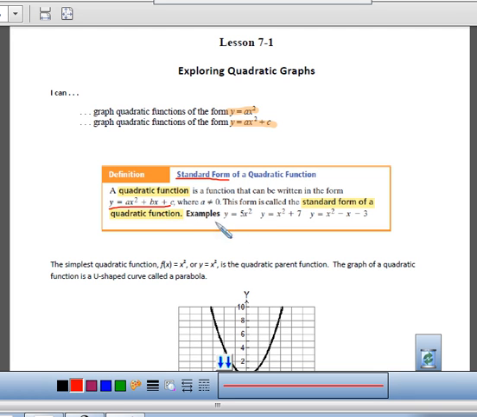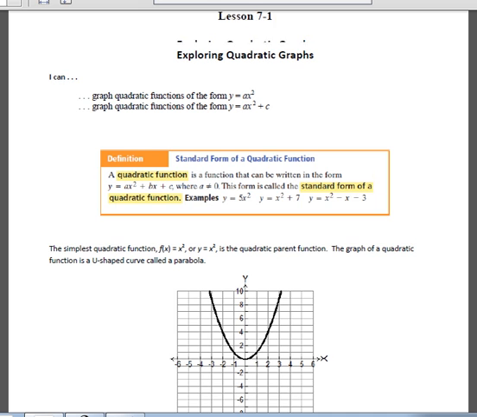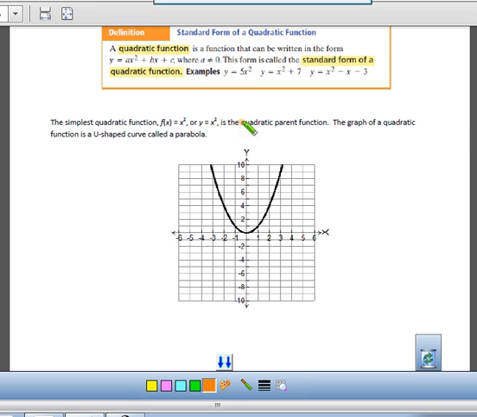Highlight that. Here are some examples. So y equals 5x squared, y equals x squared plus 7, y equals x squared minus x minus 3. Alright, and they go on and on and on. Okay, down below we have the simplest quadratic function, f of x equals x squared, or y equals x squared, is the quadratic parent function. So highlight that or underline it, and you might as well highlight or underline this as well.